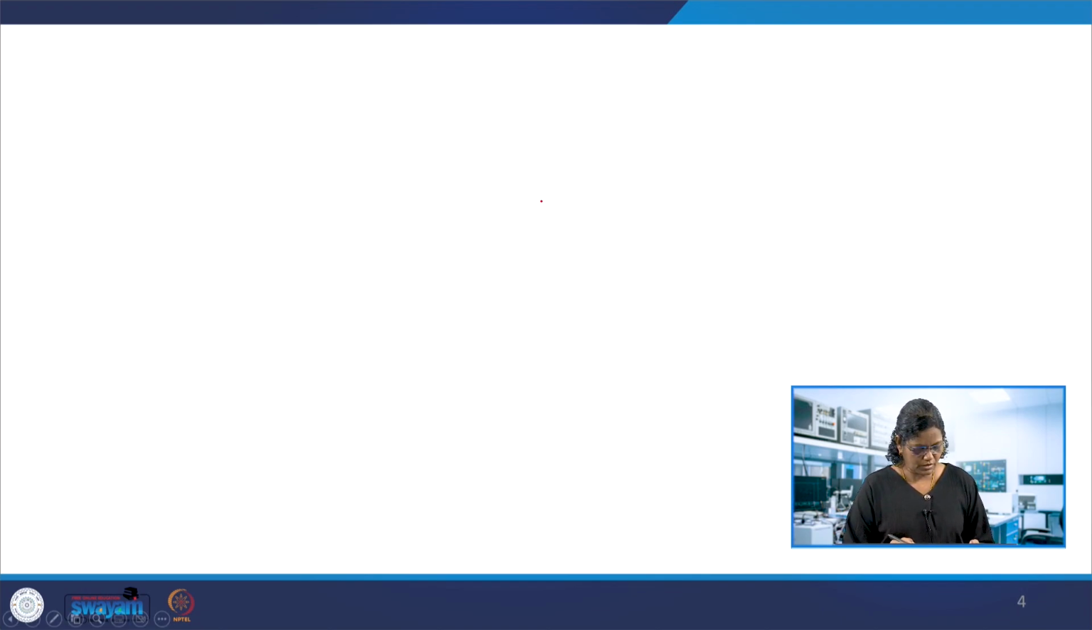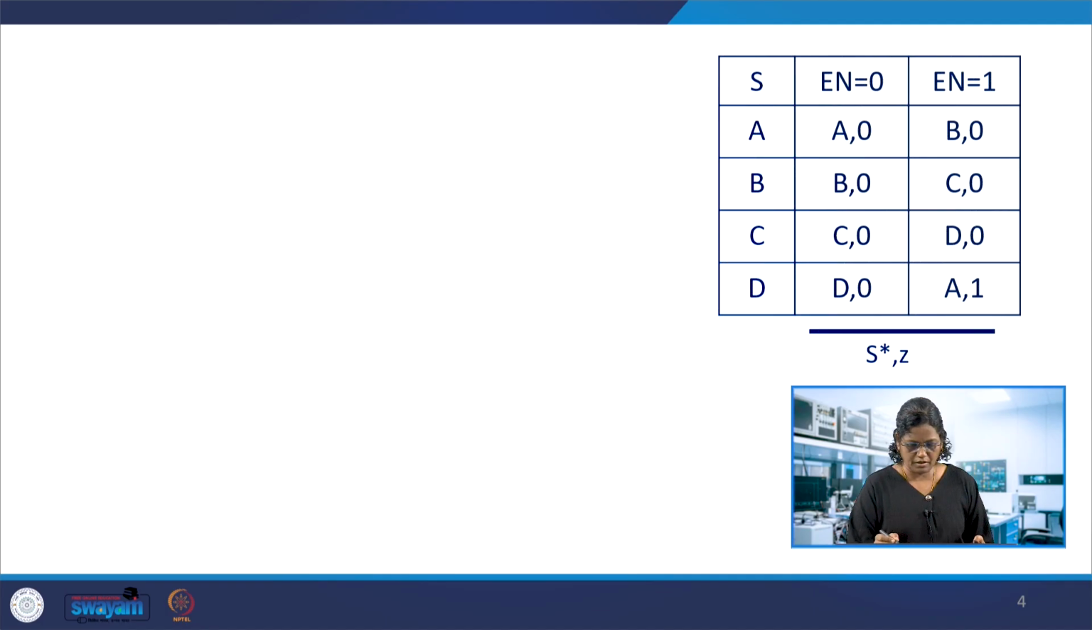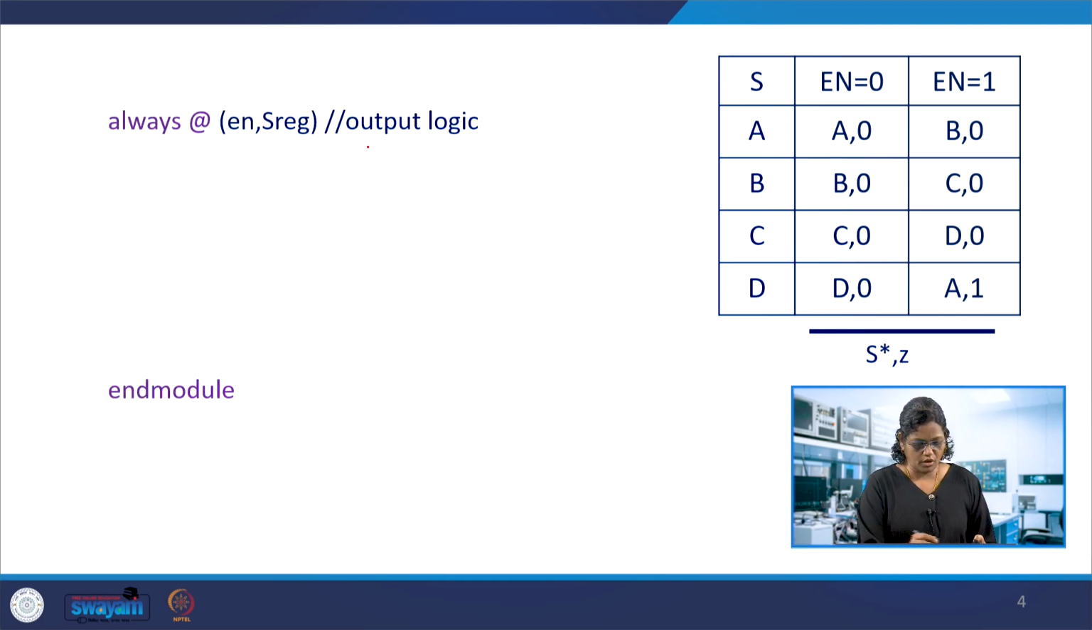Okay, so we have two always blocks, one for state memory and the next state logic, and the next one which comes under the output, wherein we say the output logic. If you recall, the Moore machine takes the SREG only as an input. Here, in the Mealy machine, the enable and SREG are both inputs to the output logic.